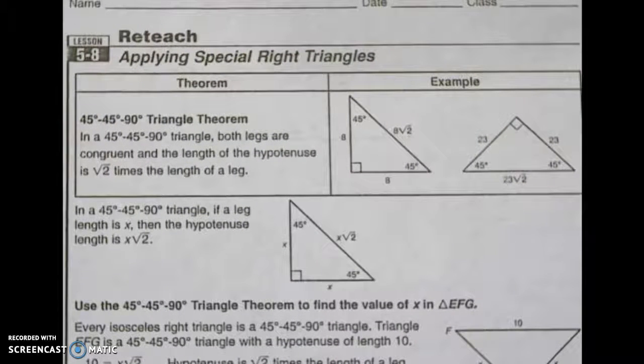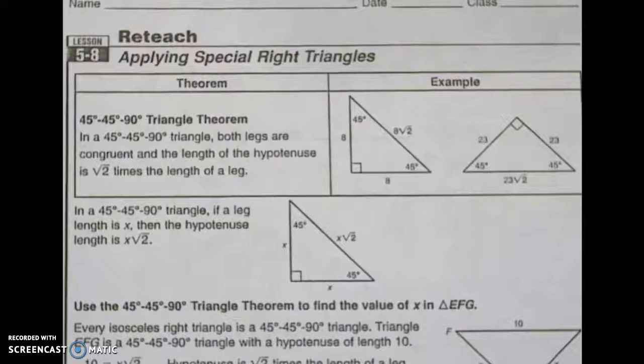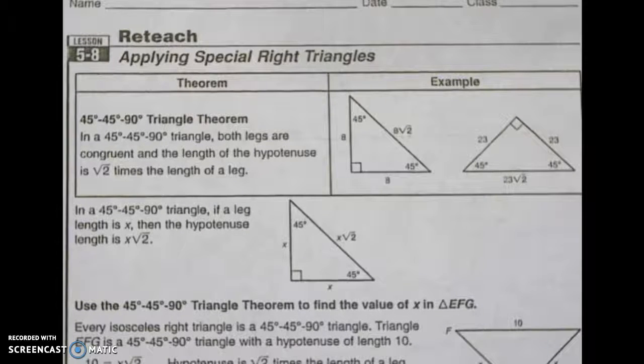Today we're looking at special right triangles. These are triangles that have a shortcut so that you don't always have to use the Pythagorean theorem. You'll be able to look at the patterns for these special right triangles to find the missing side lengths involved.